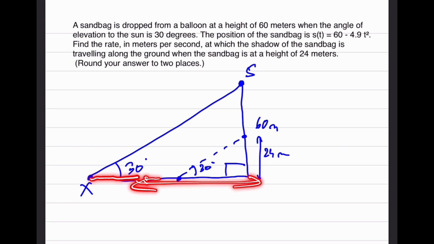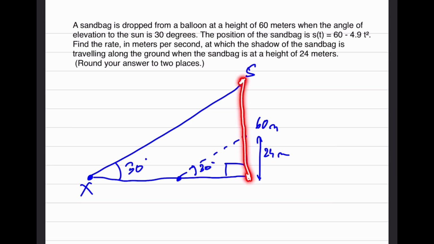So you have to find the rate of change of the distance from this point to this point wherever the shadow is. And this point is directly below the launching point of the sandbag. So it's the point where the sandbag will hit the ground. Firstly, we can see this is a right angle triangle because it is being vertically dropped and the ground is of course horizontal. We assume that in every question. So we can use trigonometric laws here.